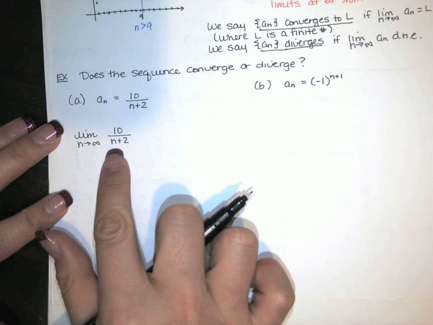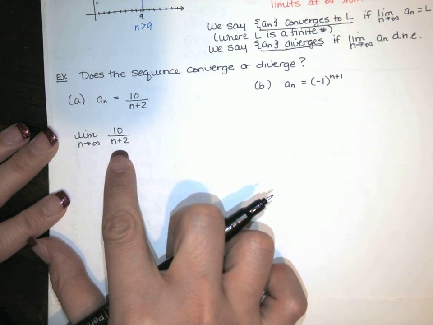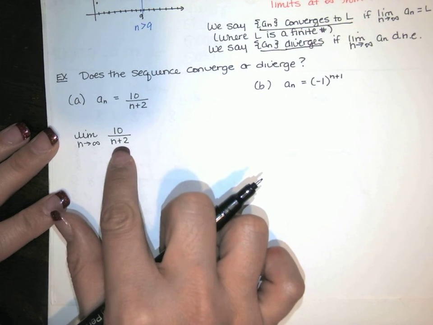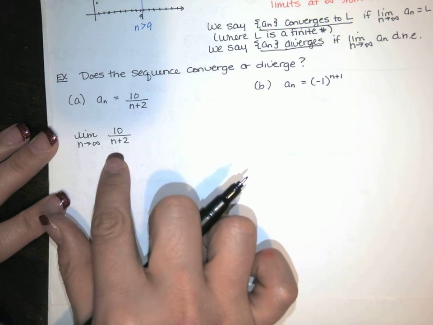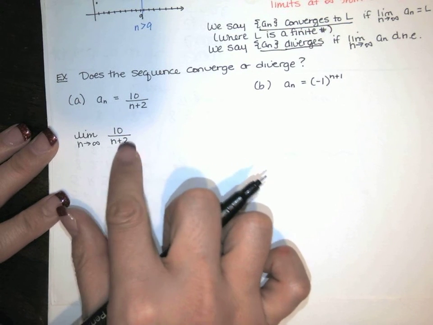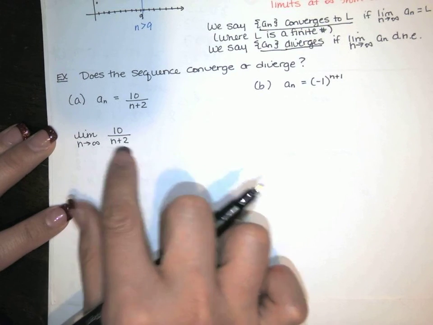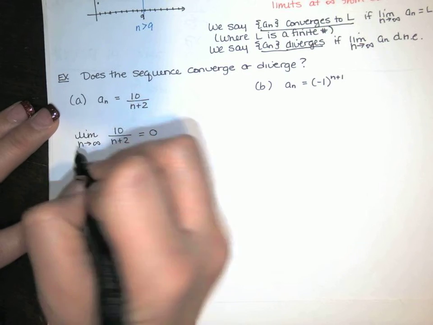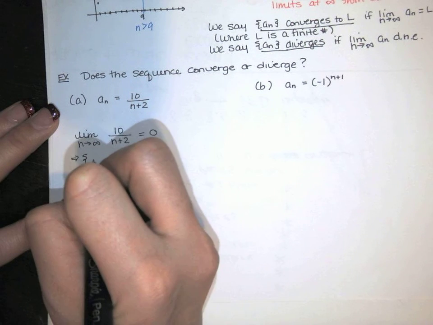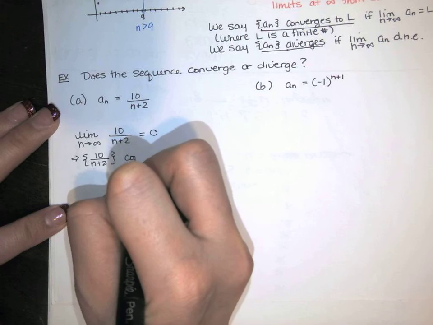N is very large. So if n is 1,000,000, this is 10 over 1,000,000 plus 2. 10 over something very large is a fraction that's very small. And if n becomes 1,000,000,000,000, this gets even smaller. If I add more zeros to that denominator, this gets even smaller. So as n gets larger and larger, the fraction gets smaller and smaller, and the limit is 0. So we would say this sequence converges to 0.